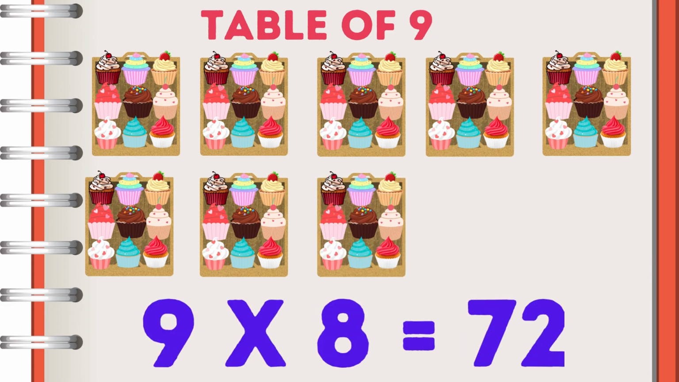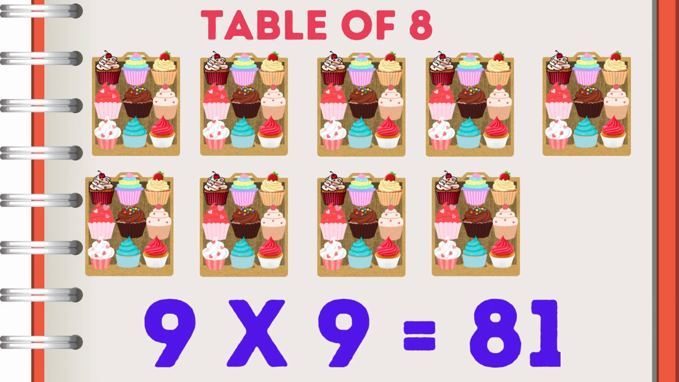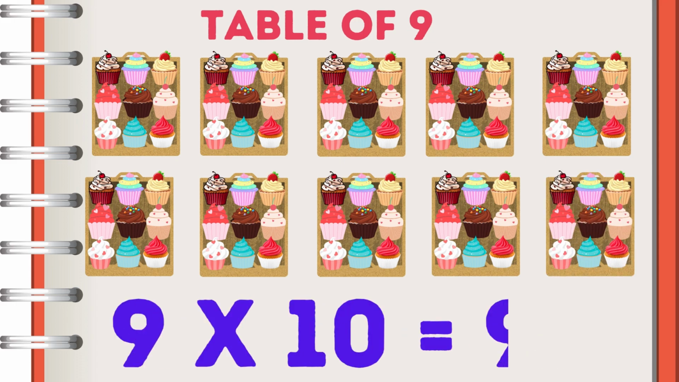9, 18, 27, 36, 45, 54, 63, 72. 9 times 8 is 72. 9, 18, 27, 36, 45, 54, 63, 72, 81. 9 times 9 is 81. 9, 18, 27, 36, 45, 54, 63, 72, 81, 90. 9 times 10 is 90.